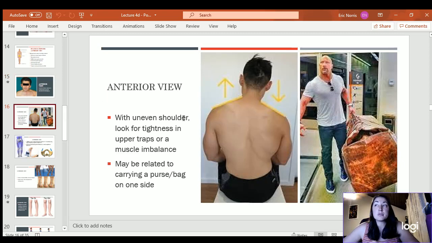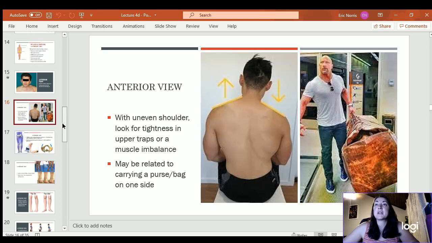If the shoulders are uneven, one is higher than the other. Of course, we're looking posteriorly, but you can see this from an anterior view as well. Then most likely the upper trap is tighter on one side than the other. Most of the time it's not just tight, it's overdeveloped on one side and maybe even weak on the other. So especially in women that carry a large purse on one side consistently, that side will develop and become a little bit higher than the other. Of course, even men or whoever, if you have a giant bag like this you're carrying around, you're also going to overdevelop one side of the body.